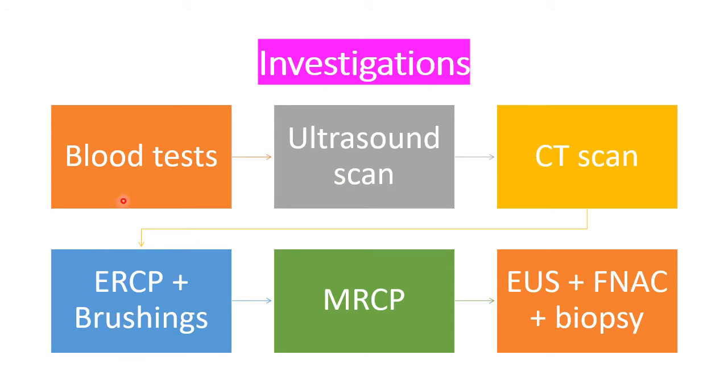This slide summarizes the various investigations that are usually done in a patient with obstructive jaundice: blood tests, especially the liver function test, ultrasound scan, CT scan, ERCP and brushings, MRCP, and EUS plus FNAC or biopsy.